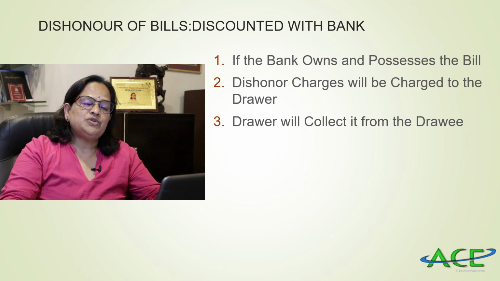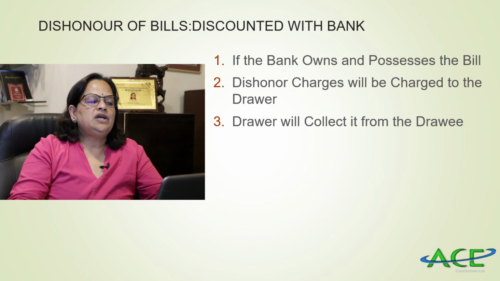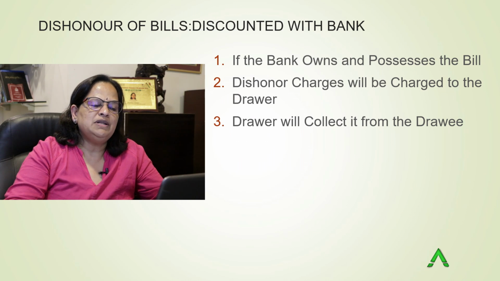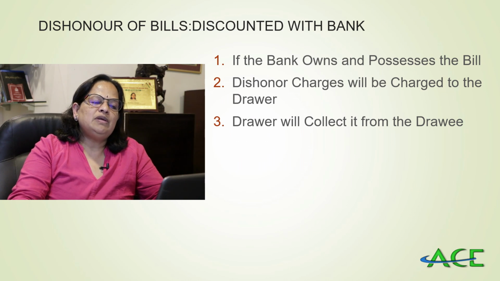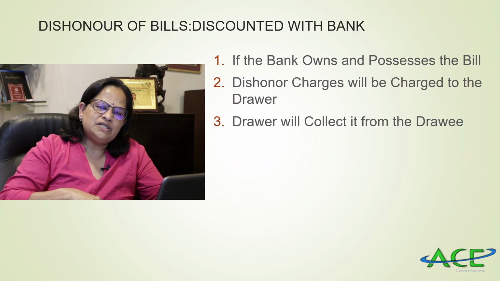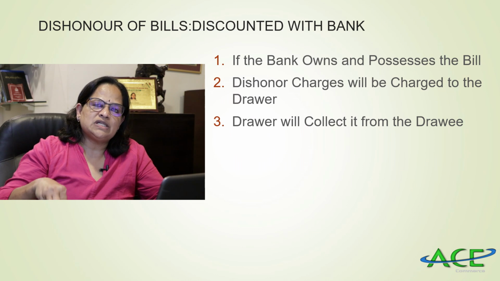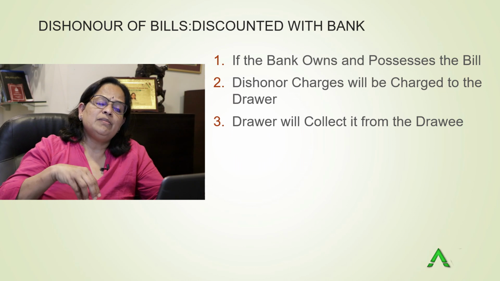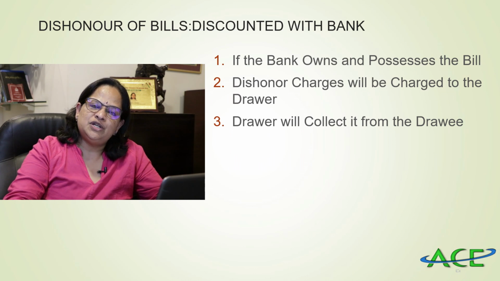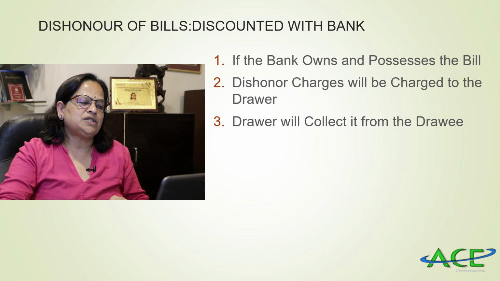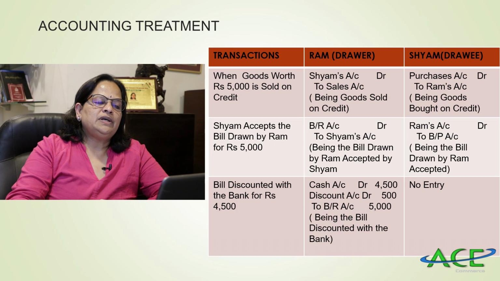Now the second type of transaction: dishonor of a bill which is discounted with the bank. Now the bank is having the bill. So what will be the transaction? If the bank owns and possesses the bill, dishonor charges will be charged to the drawer, because in this case Ram is discounting the bill with the bank. So noting charges will be collected from Ram. The drawer will collect it from the drawee. So Ram has to collect it finally from Shyam. That is the arrangement. Now the accounting treatment, Ram and Shyam.